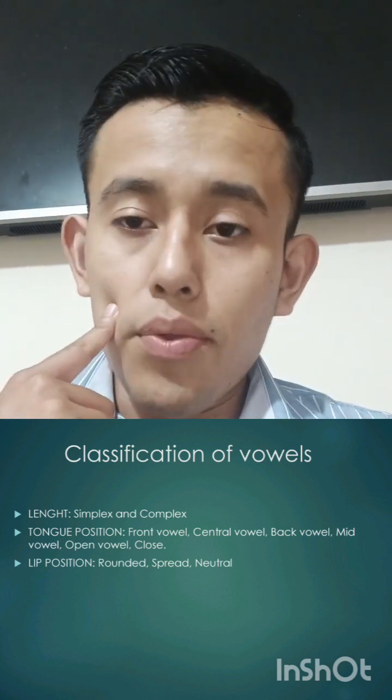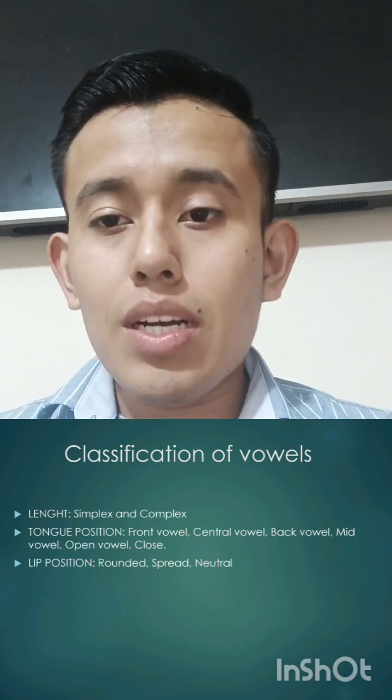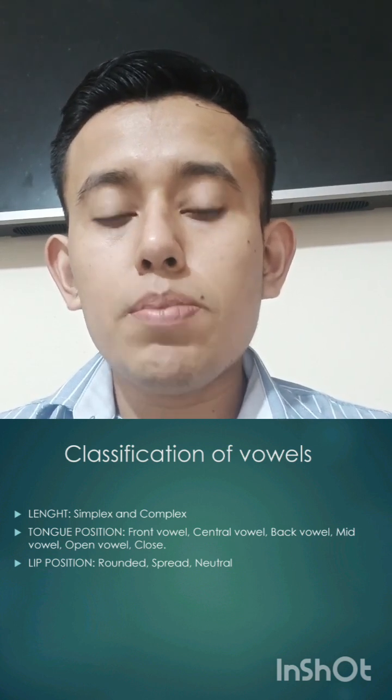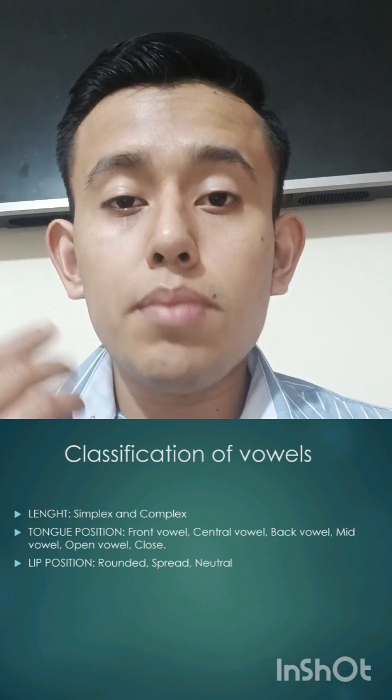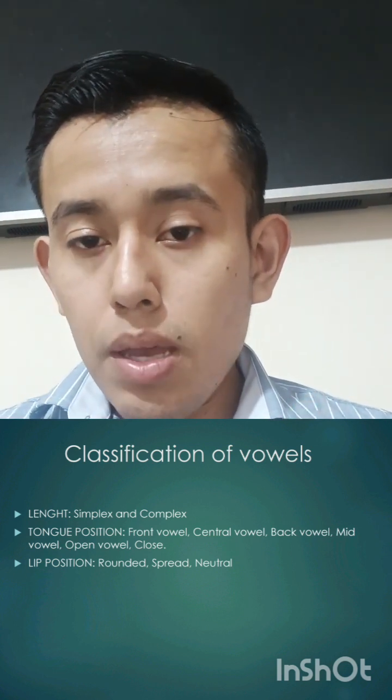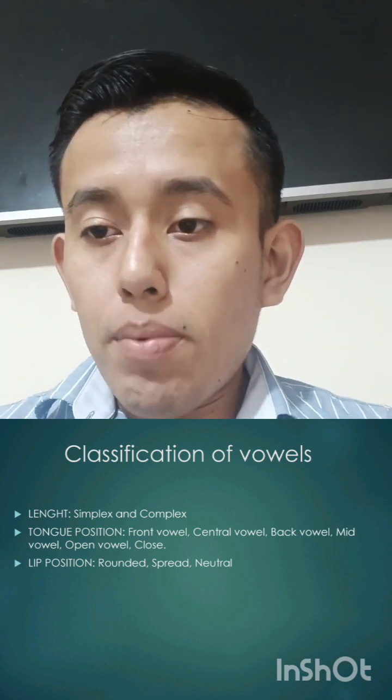Back vowel is when the tongue is in the back part of the mouth. For example, class, soft, all. In this word, the tongue is in the back part of the mouth. All. Okay. Mid vowel.